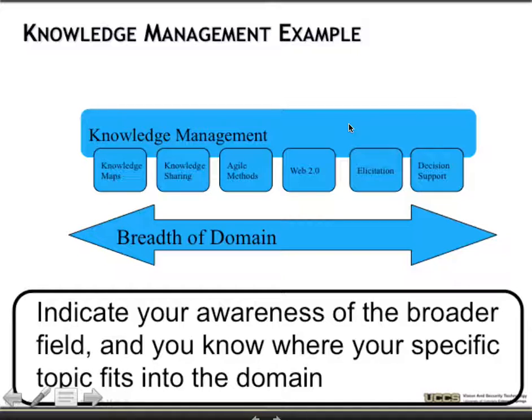And this is useful for people reading your paper, again, because it puts your work in context, and it also gives them a way to look at your topic and say, oh, well, I know other papers in Agile were relevant to me, so if your paper's in Agile, maybe this will be relevant to me as well.